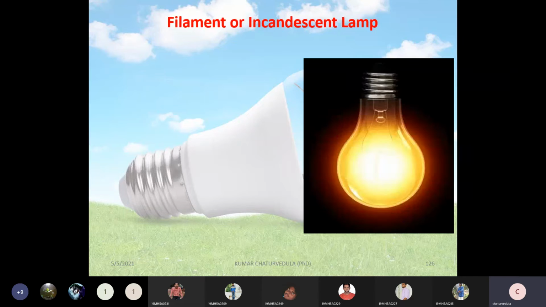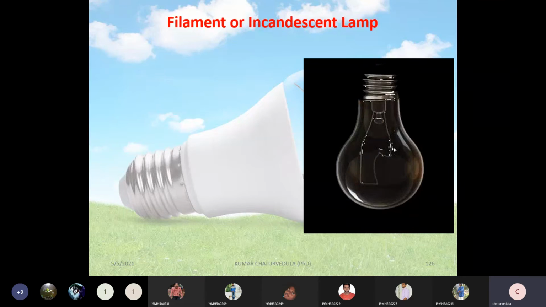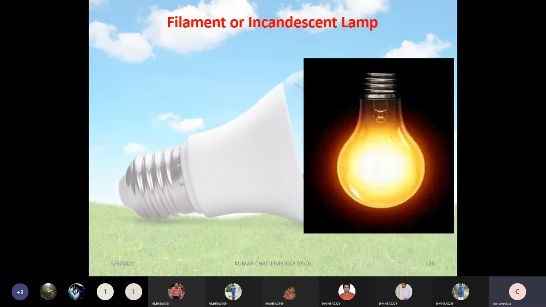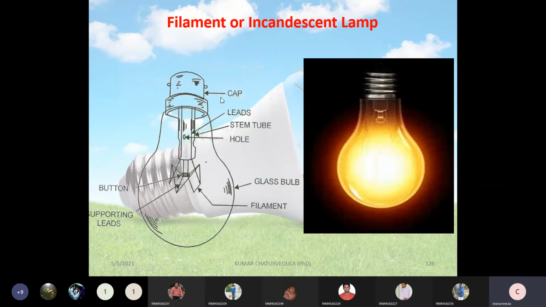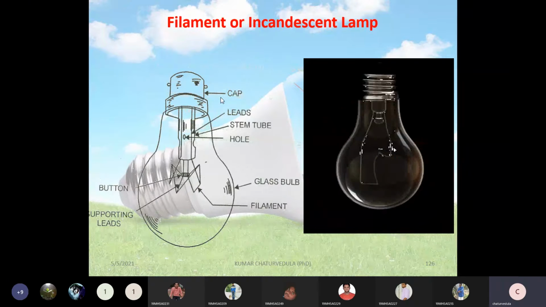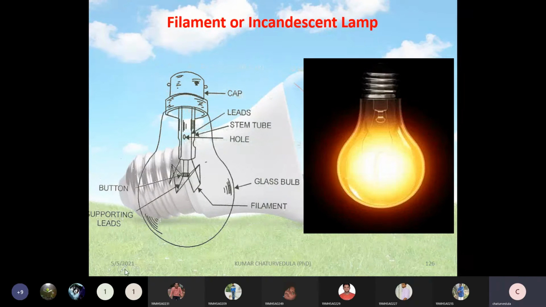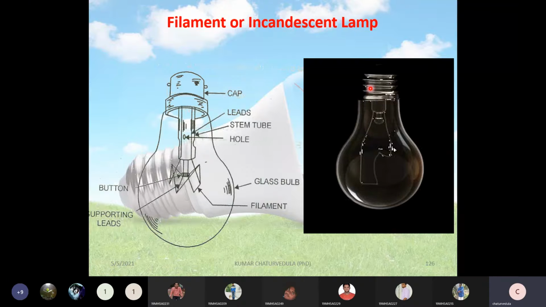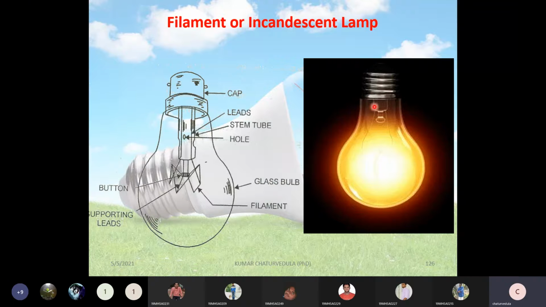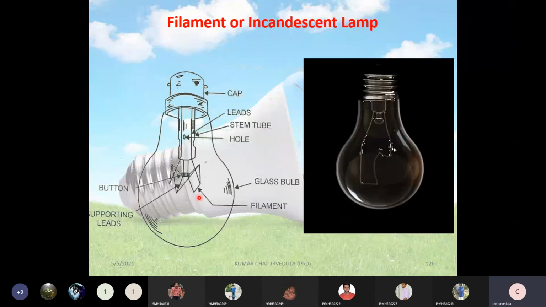So this is the incandescent bulb, which you already know. This bulb traditionally has some important parts. This is the cap of this incandescent bulb. Then you can see the leads, and then you can see the filament here. Then this is your glass bulb, and these are the supporting leads.